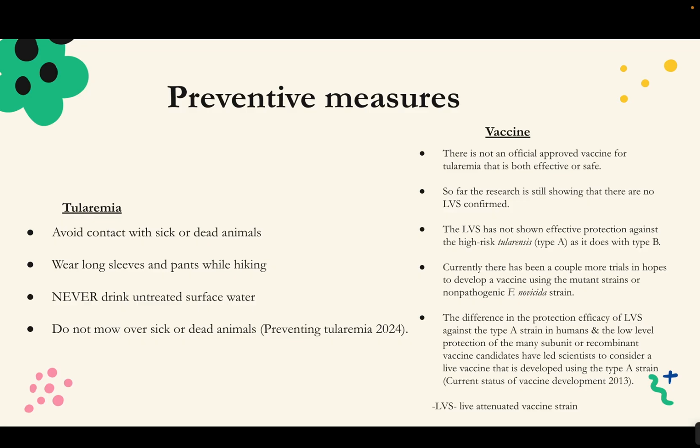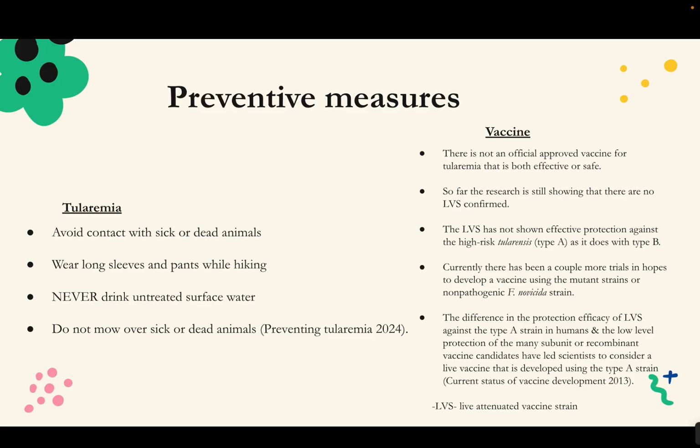Some preventative measures for tularemia are: avoid contact with sick or dead animals, wear long sleeves and pants while hiking, never drink untreated surface water, and do not mow over sick or dead animals. As for vaccines, there is no officially approved vaccine for the disease that is both effective and safe.